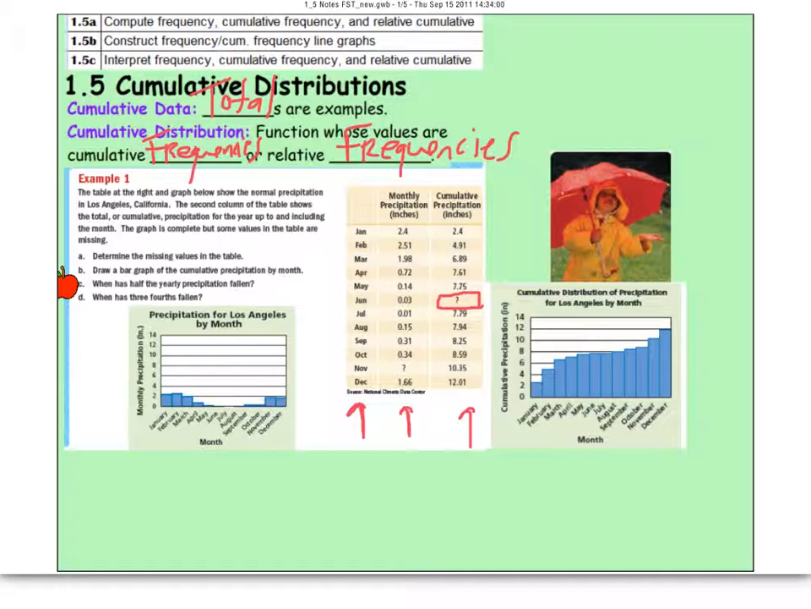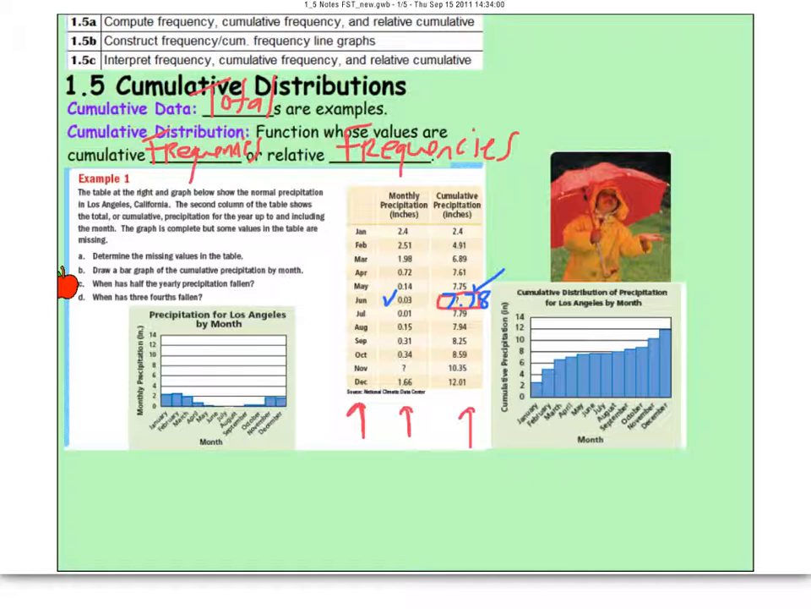So if they want you to figure out what is the cumulative total in June, you could add up from 2.4 all the way down to 0.03, or you could take a little shortcut on this one. You could realize the cumulative total in May was 7.75 inches, and then in June they had another 0.03 inches. So if you add that together, in the table it would be 7.78 inches cumulative there.